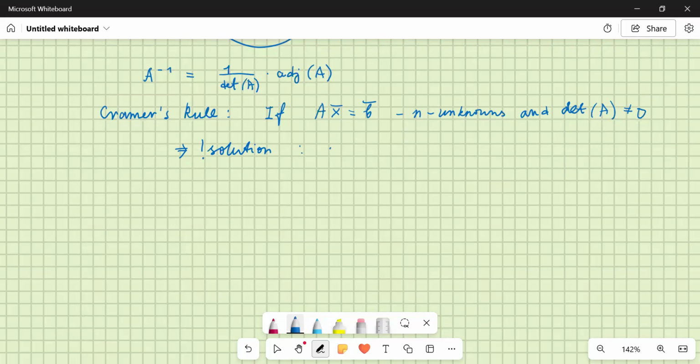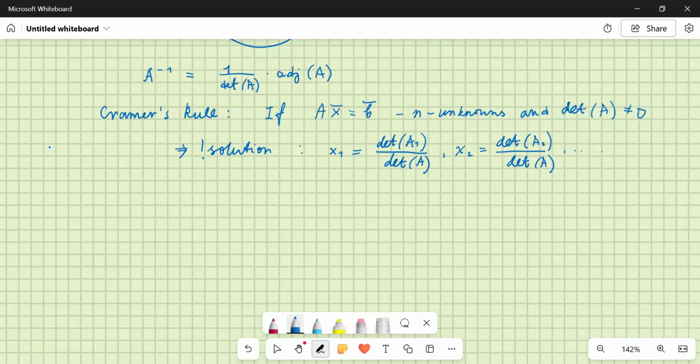The solution is going to look like this. X1, the first unknown, is going to be equal to the determinant of a special matrix A1 over the determinant of matrix A. I'm going to explain what A1 is. X2 is going to be the determinant of matrix A2 divided by the determinant of matrix A, and so on. So actually you can give a formula to calculate one variable. What are matrices A1, A2, and so on?